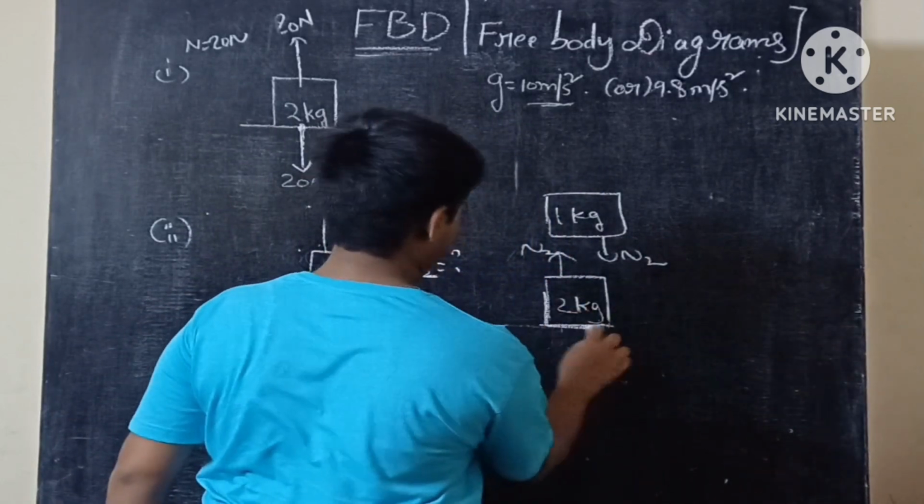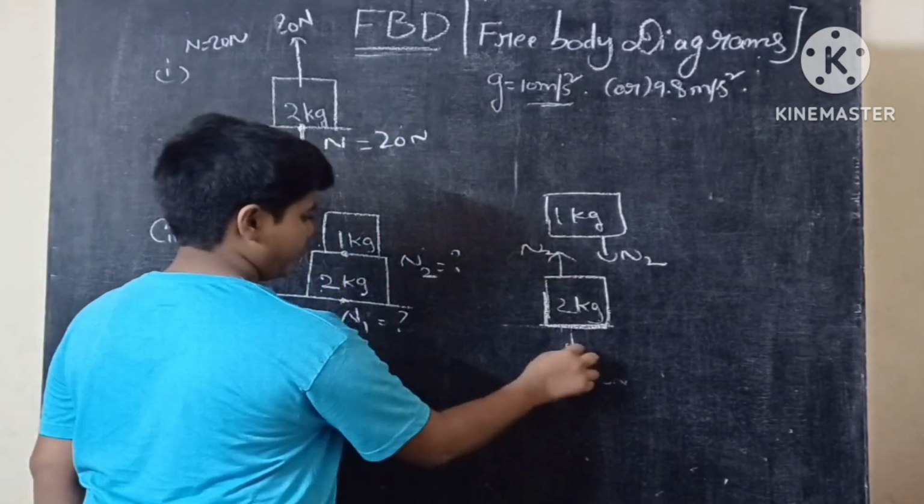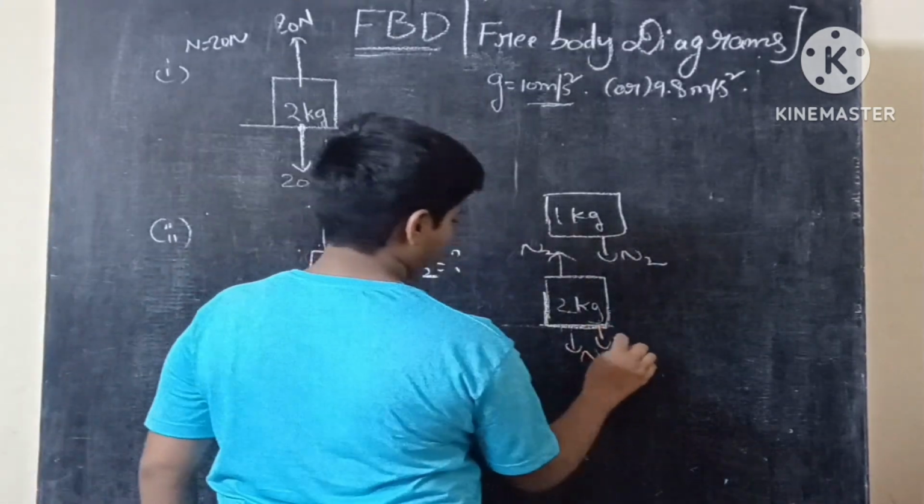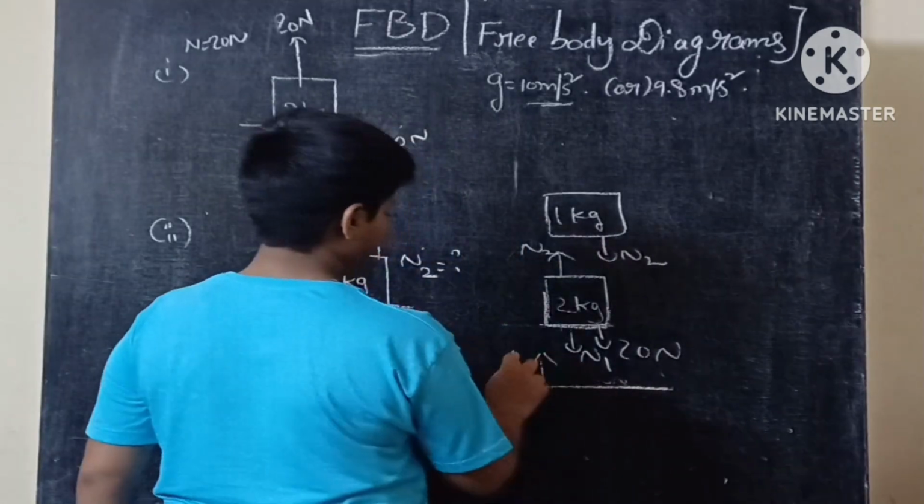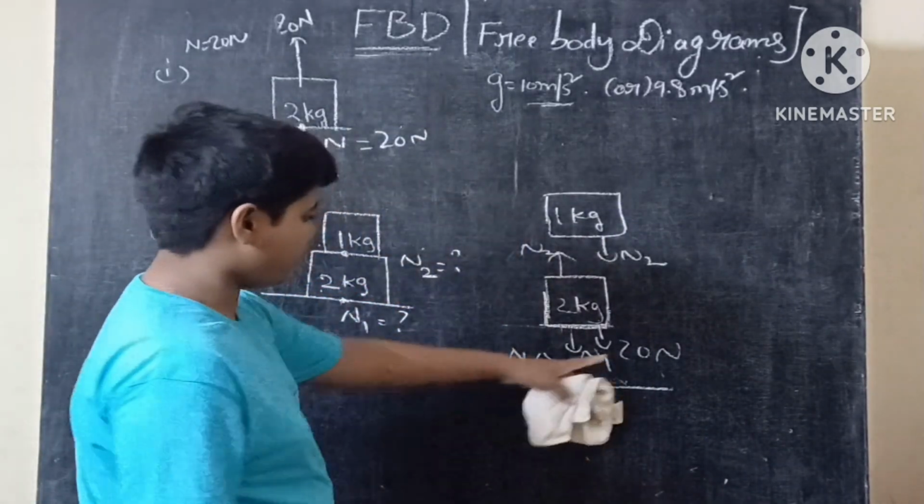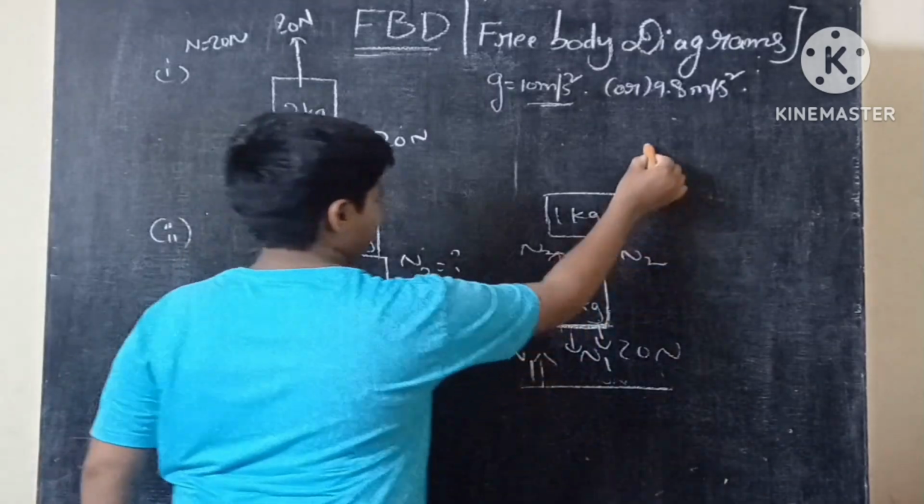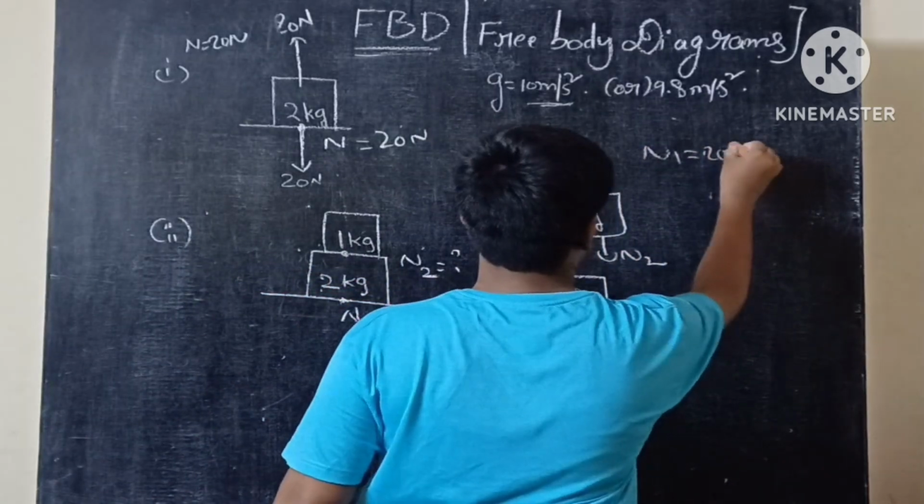Here I am taking only the 2 kg body, not the surface. Here downwards is N1 and downwards 20 newtons, which is the weight, and this is the surface, this is N1. So what is N1? N1 is 20 newtons only. So N1 is equal to 20 newtons.